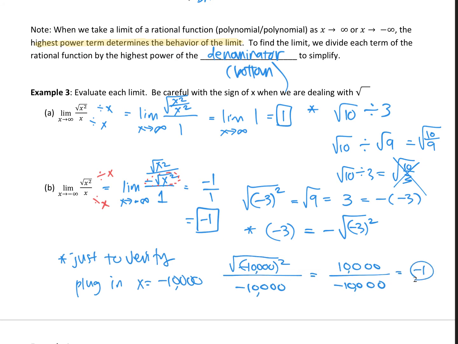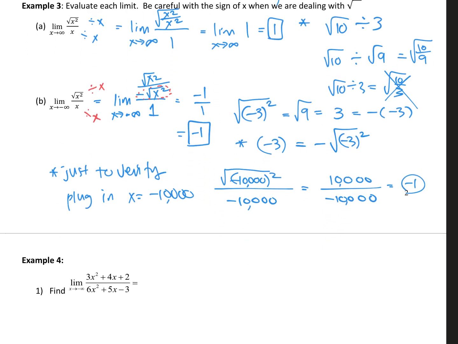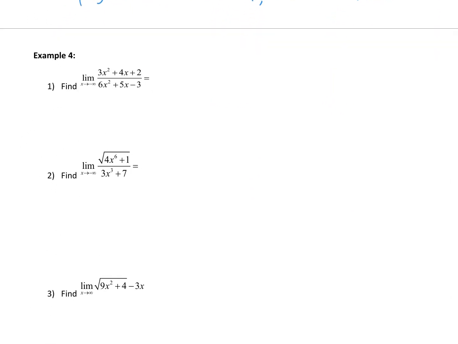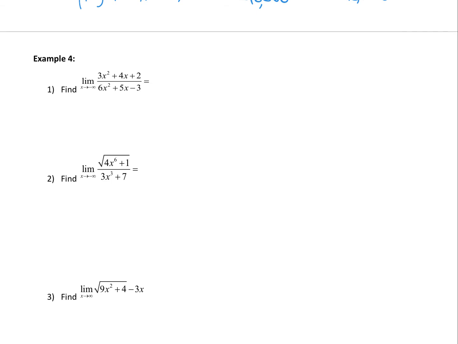So it's negative 1. So I can kind of verify that. All right, let's look at the next example. So let's say example 4. Let's look at the first one. It's the most straightforward question.